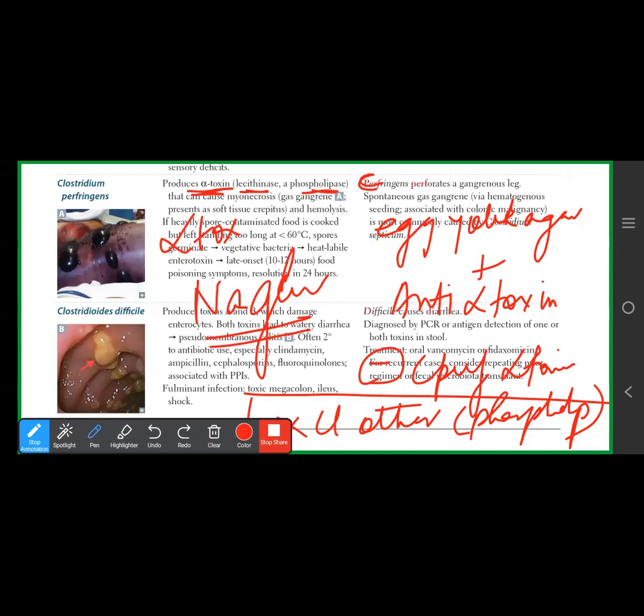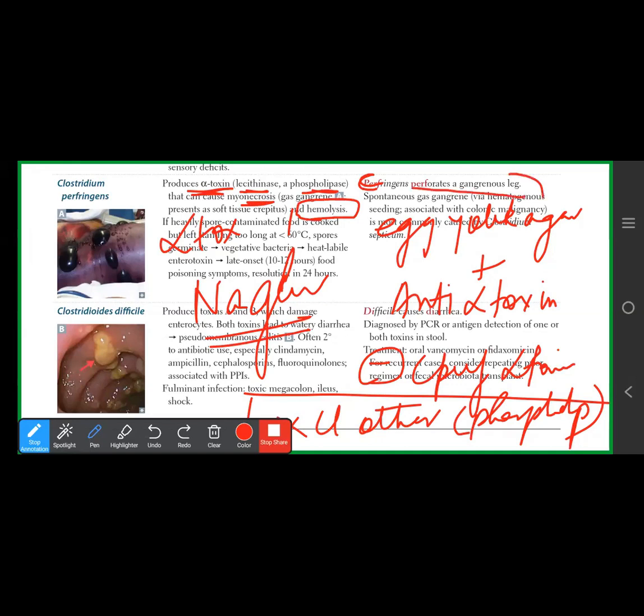So what is it known for? It is known to cause myonecrosis. That's what I told you just now. They sit on the muscle tissue, eat the carbohydrates, and release the gas. It causes myonecrosis and it also causes hemolysis, so just add one more thing, hemolysis, to this. So Perfringens will perforate a gangrenous leg. That's a mnemonic for it. Perfringens will perforate a gangrenous leg.